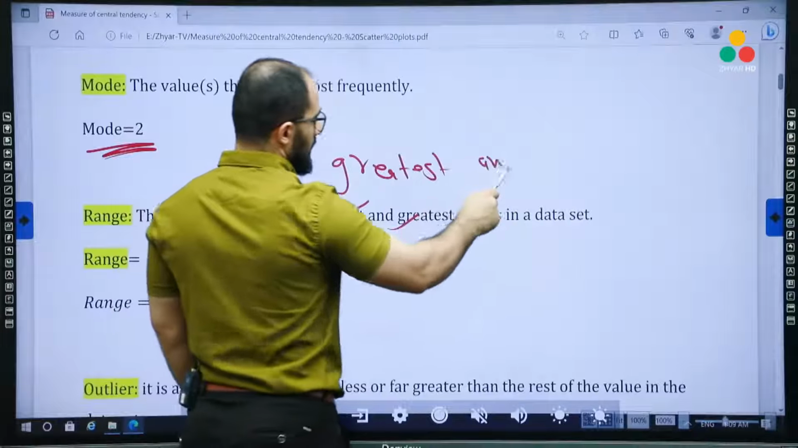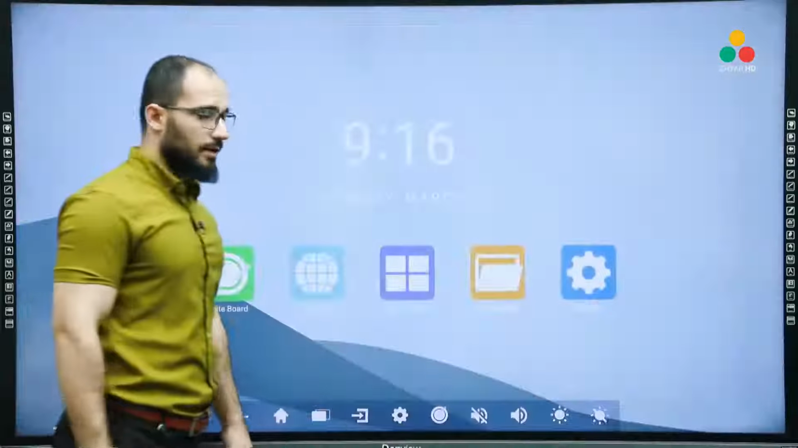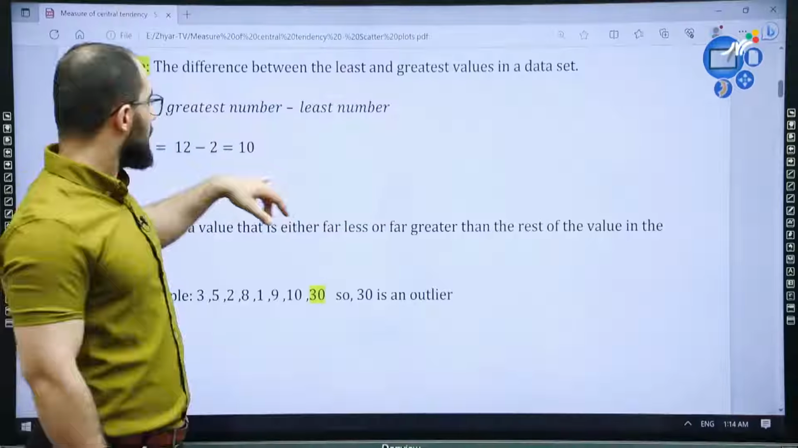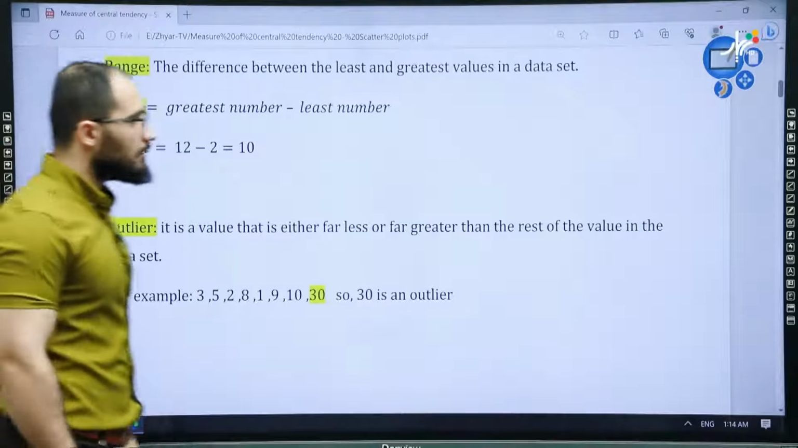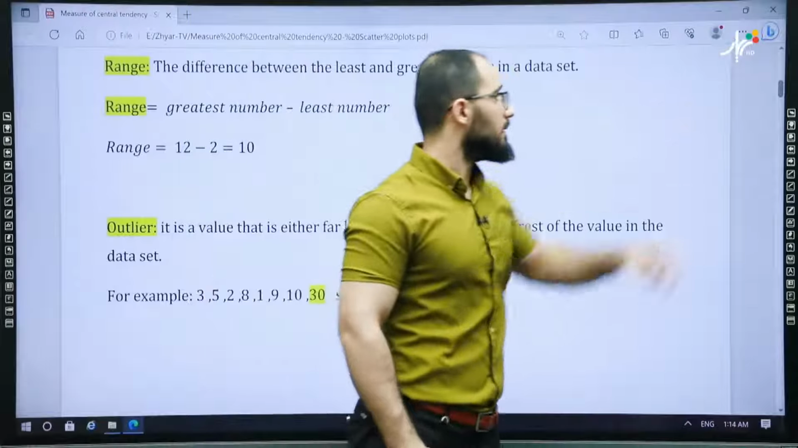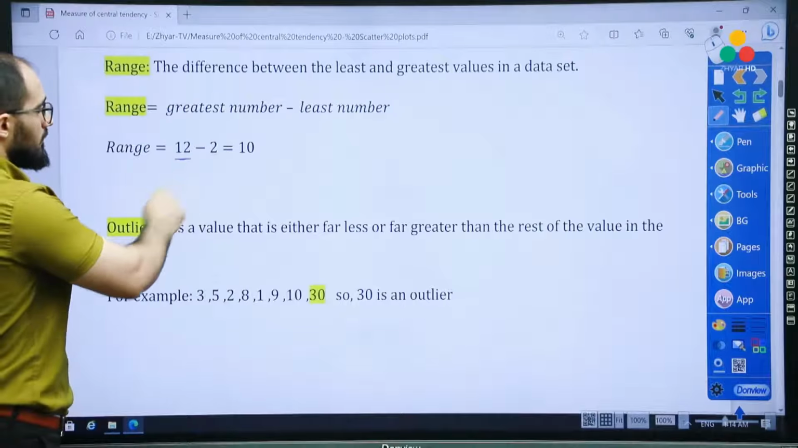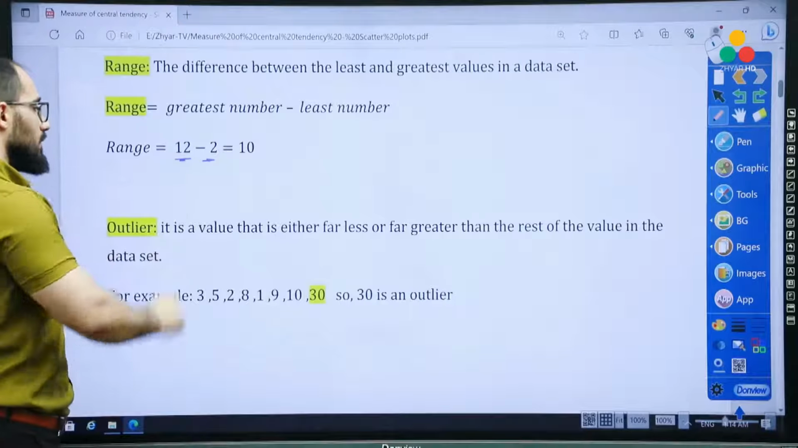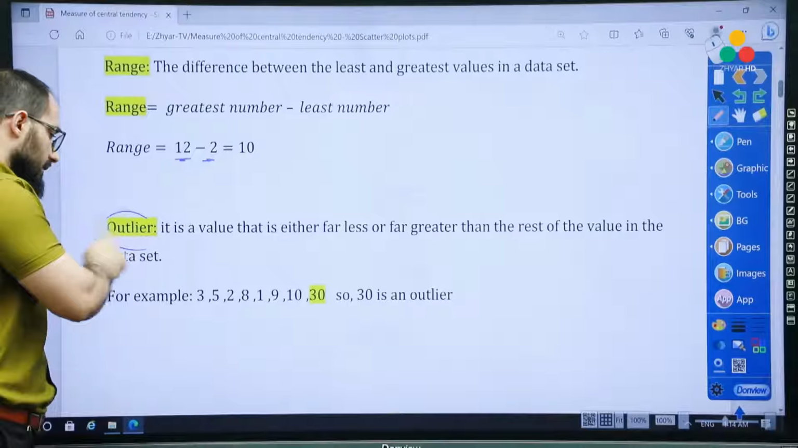Greatest and least data. In our data, the range was 10. Why? Because the greatest data was 12 minus the least data, which was 2. 12 minus 2 is going to be 10. Then we have another word that we call outlier.